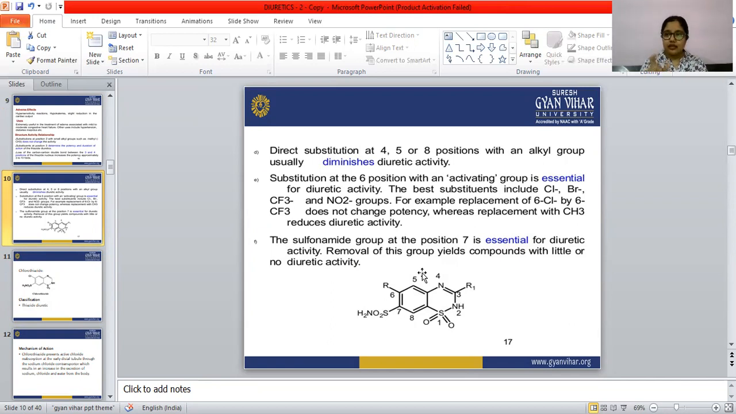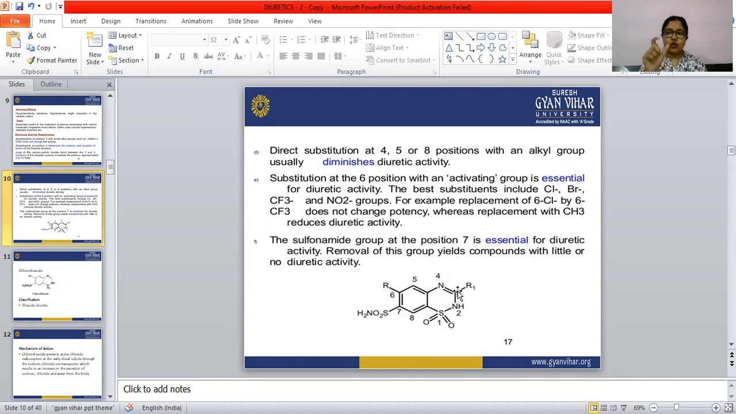In the thiazide diuretics, we number starting from this S: 1, 2, 3, 4, 5, 6, 7, 8. So this is the numbering of the thiazide group. At the second position, if we substitute a small alkyl group such as a methyl group, that doesn't affect the diuretic activity of the drug. And at the R1 position, the third position, the substitution determines the activity of the drug.